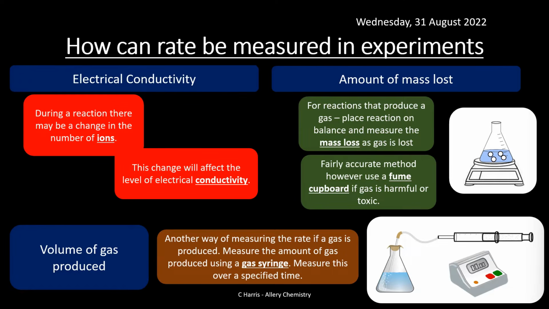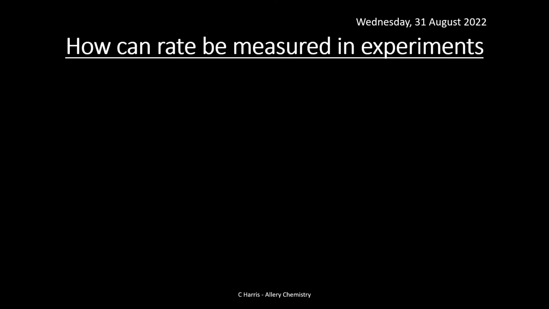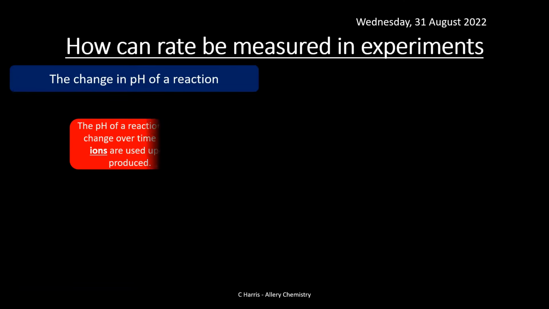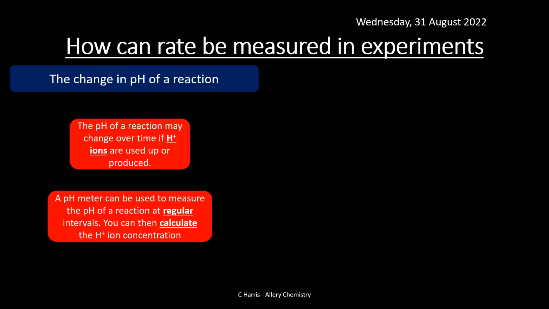The concept though is the same, and really the topic focuses on what we can do with the data that we've got, and how we can then use that to comment, discuss and calculate rates of reaction. So another one is changing pH. The pH of a reaction may change over time. So if H plus ions are used up or produced, we can monitor the pH of that. And we can use a pH meter to monitor the change in pH over time.